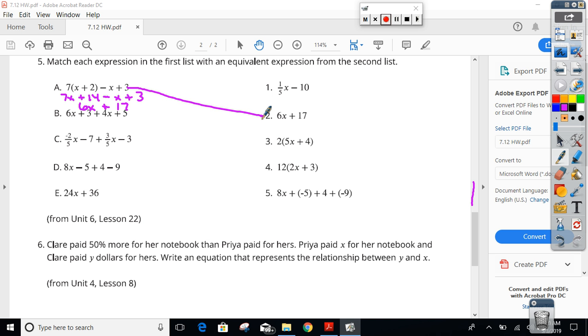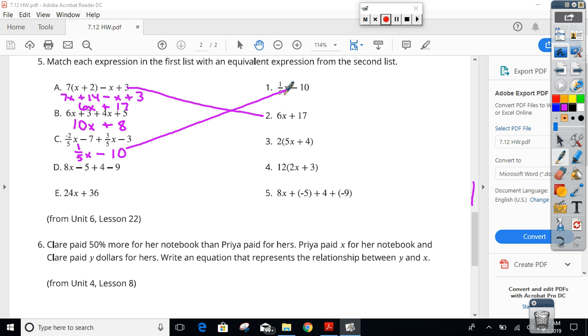Letter B, you just need to combine like terms. 6x plus 4x is 10x, plus 3 plus 5 is 8. I don't have anything over here that's 10x plus 8, so I'm just going to leave that for now. Letter C, we have negative 2/5 x and 3/5 x, which would leave us with 1/5 x. Negative 7 and negative 3, when combined, give us minus 10. So I have 1/5 x minus 10. That answer is already up here, so I'm just going to draw my line to number 1.